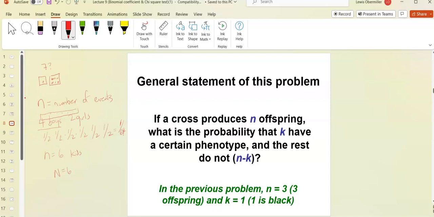Same thing here: we can use n offspring. In the case of the guinea pigs, we're talking about 3. Here we're talking about 6. What's the probability that k have a certain phenotype, and the rest do not? I'm just going to ignore the kids problem for right now. We'll come back to that, but let's go back to the guinea pig one where we had 3 guinea pigs. What was it? Let me back up.